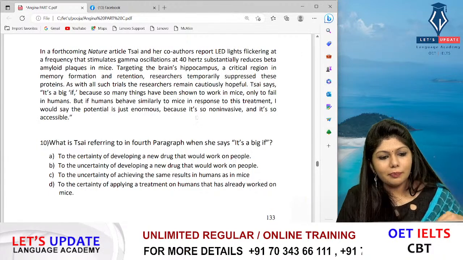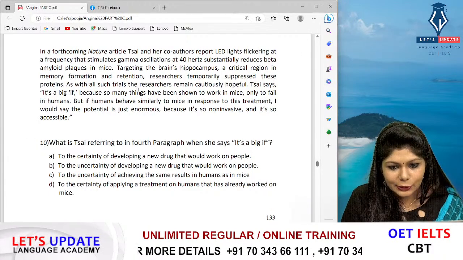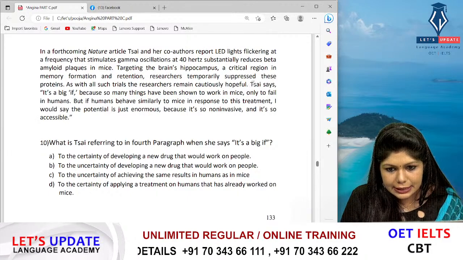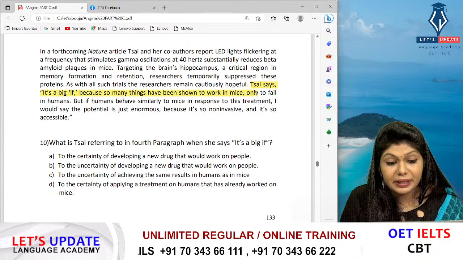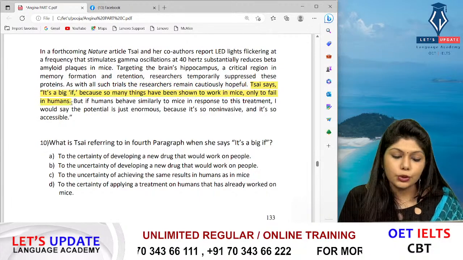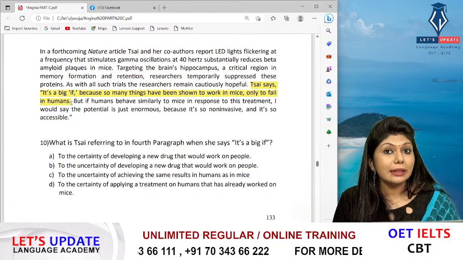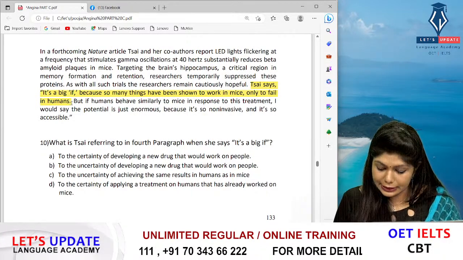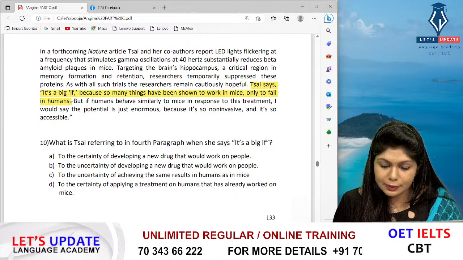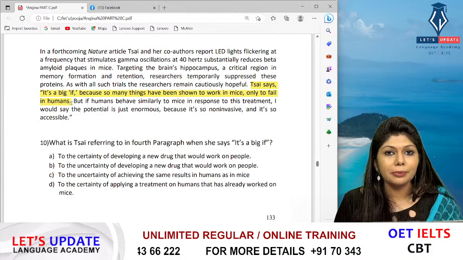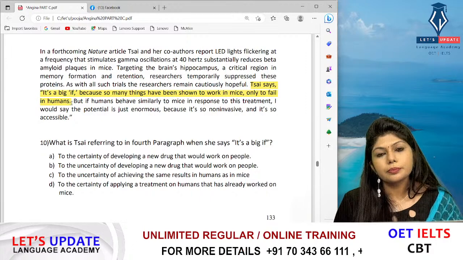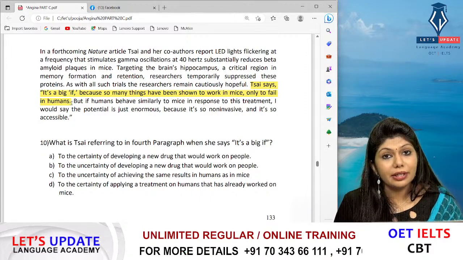Okay, so let me just highlight this sentence. That is towards the middle. Can you see the sentence? Tsai says it's a big if. So what do we mean by a big if? Big if means there is some sort of uncertainty. It is an idiom. Basically it is used to express that something is not likely, something is highly unlikely, or something is uncertain. That is what a big if is, it's an idiom.